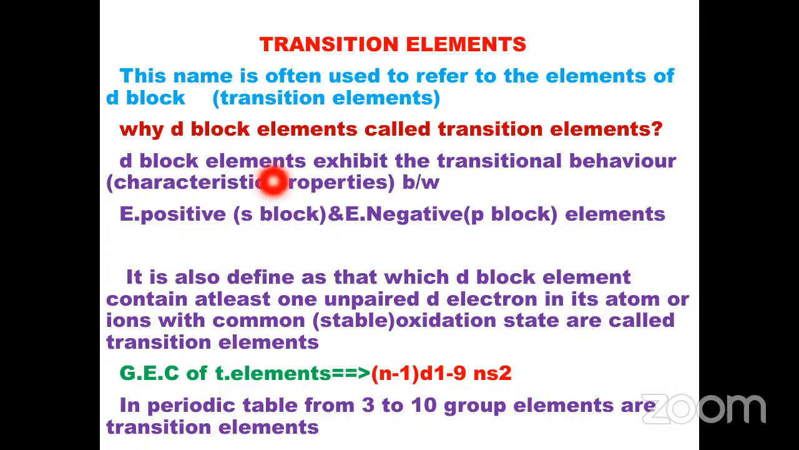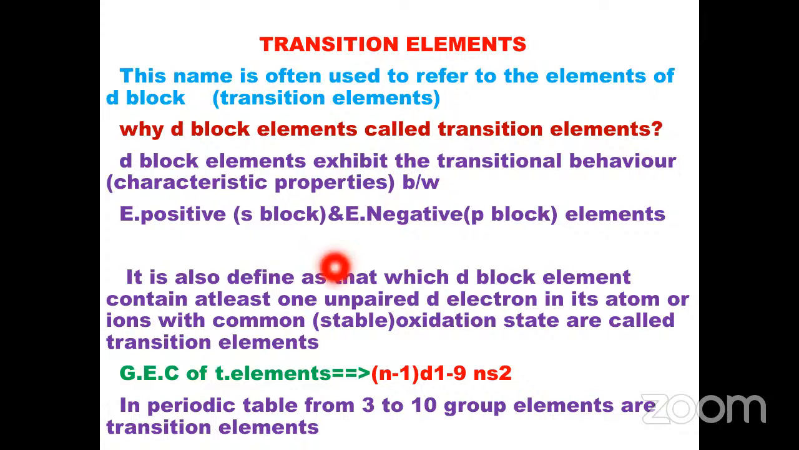Because the d block elements exhibit transitional behavior between the electropositive elements, which are the s block elements, and the electronegative elements, which are the p block elements. That is the reason the d block elements are called transition elements.